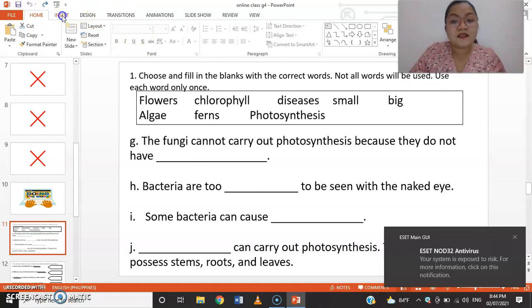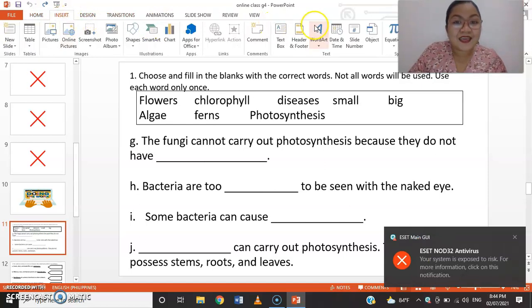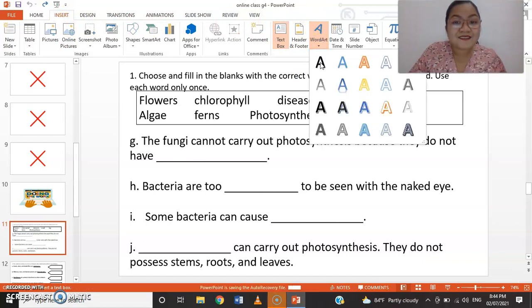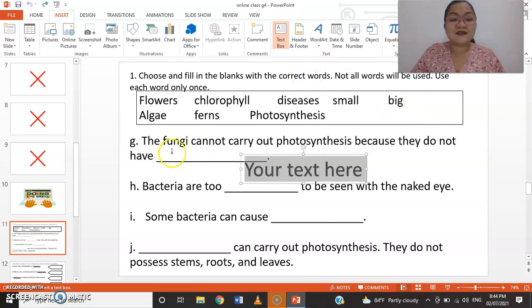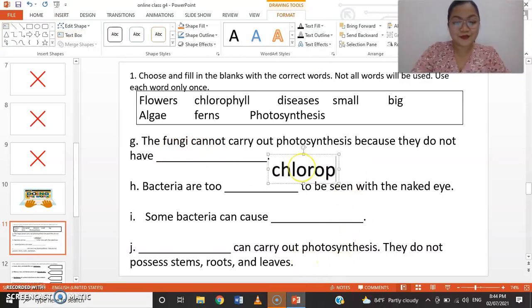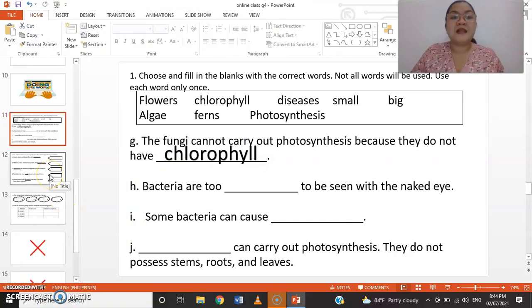The fungi cannot carry out photosynthesis because they do not have what? Okay, very good. They do not have chlorophyll. You're going to write it on the blank. Chlorophyll. Okay, very good. Same goes for letters H, I, and J. You're going to write the correct answer on the blank. Okay, next.